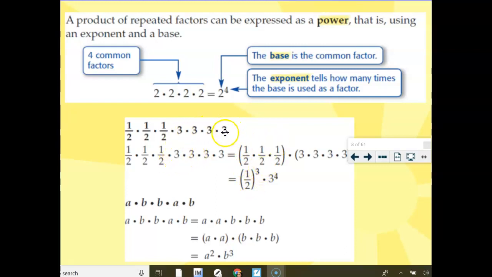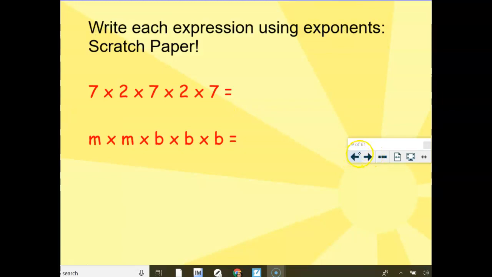3 times 3 times 3 times 3 is 3 to the 4th, and there we go. We can also have fun with letters. We can count, hey, we have 2 A's, put them together. We have 3 B's, put those together and group them up. A squared times B to the 3rd is what that can be represented as. So grab your scratch paper, press pause, try these 2, and we'll go over the answer tomorrow.